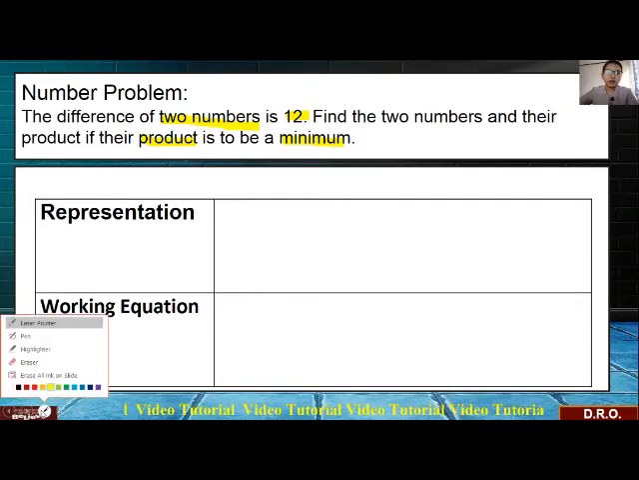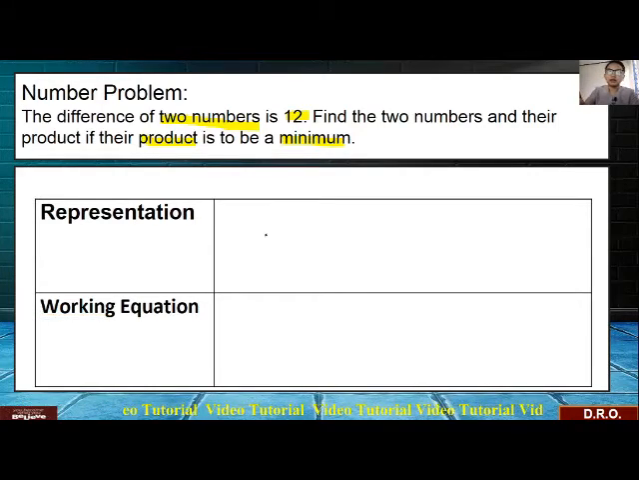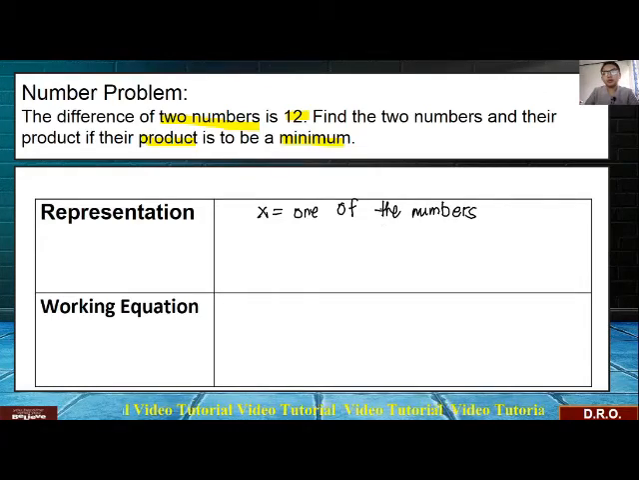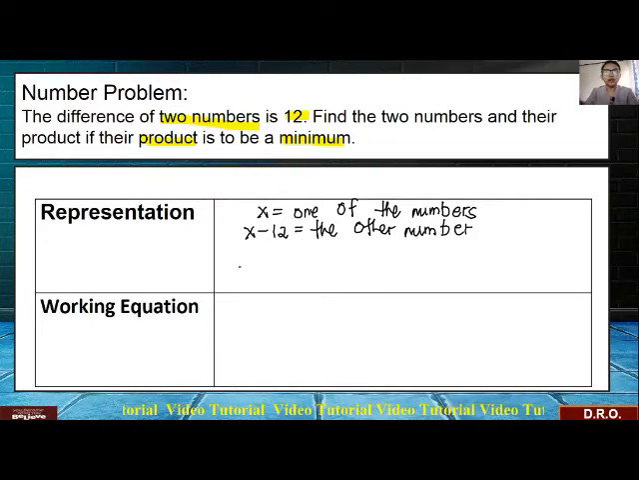In representing, we let x be one of the numbers. So we just write x equals one of the numbers. And then the other number will be represented as x minus 12, since on the relationship in the problem, it is said that the two numbers have a difference of 12. So this is the other number. After that, we represent the product as y.